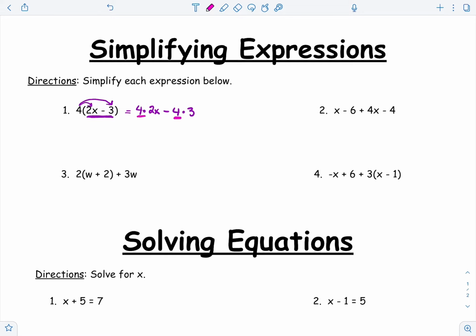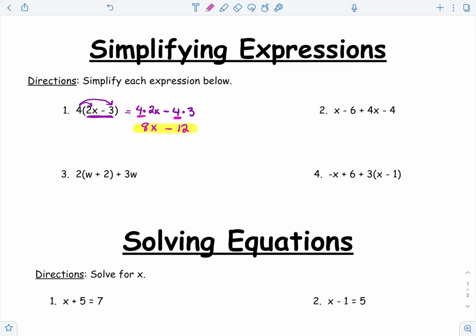And now that we've done that, recognize that 4 times 2x is 8x, and 4 times 3 is 12. 8x minus 12, we cannot combine that because those are not like terms. So our final answer is 8x minus 12.